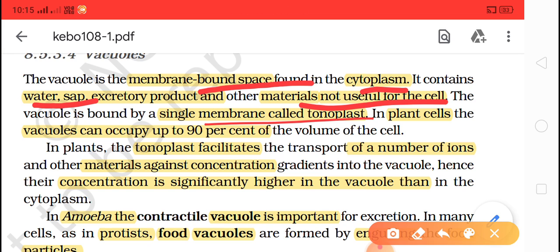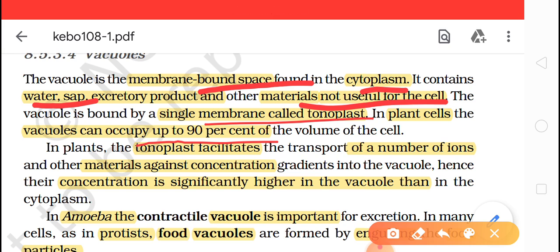In plant cells, vacuoles can occupy up to 90% of the volume. Okay, only in plant cells are the vacuoles found, and they occupy up to 90% of the volume of the cell.